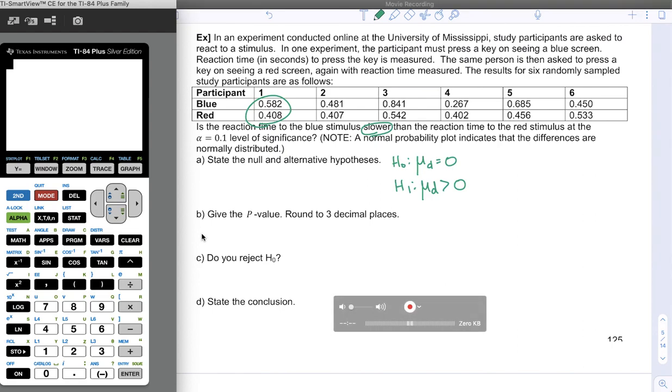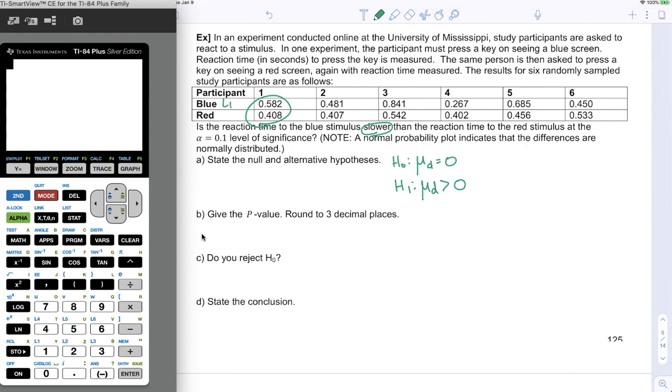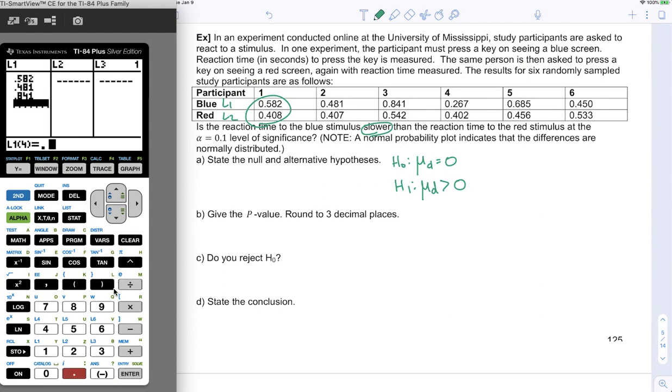So what we have to do is type in the blue times into list 1 and the red times into list 2. And then we'll eventually use list 3 to record the differences. So we'll go to our stat edit menu and let's type in the blue reaction times into list 1. So 0.582, 0.481, 0.841, 0.267, 0.685, and 0.450.